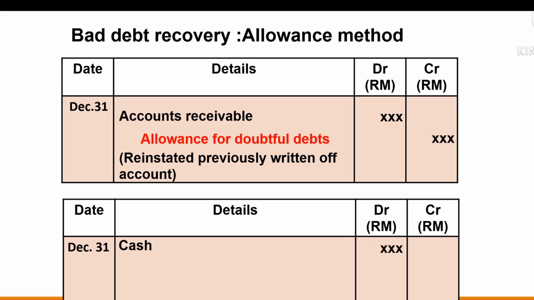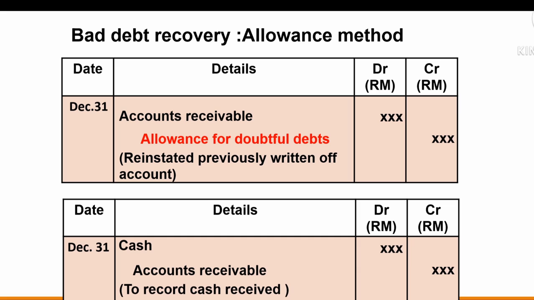Okay, the difference here is we use the allowance method. It means that the company applied the allowance method from last year. And the second step, we have to record cash on the debit side and account receivable on the credit side, because we reopened the account receivable and now we have to close it, since the customer had paid its debts to the company. So this is the allowance method.